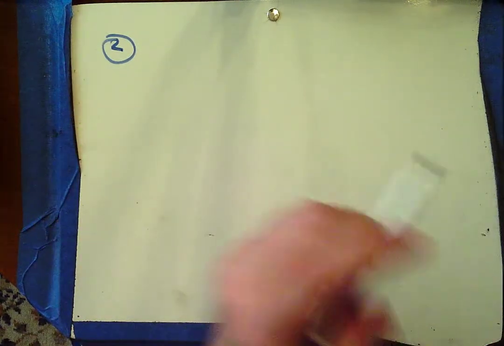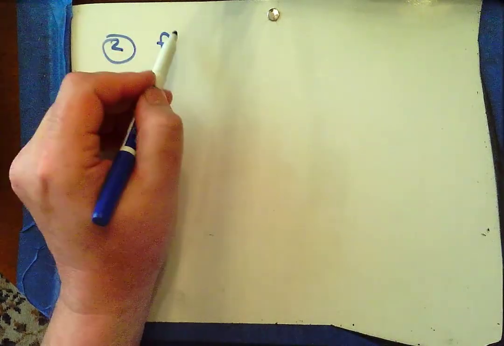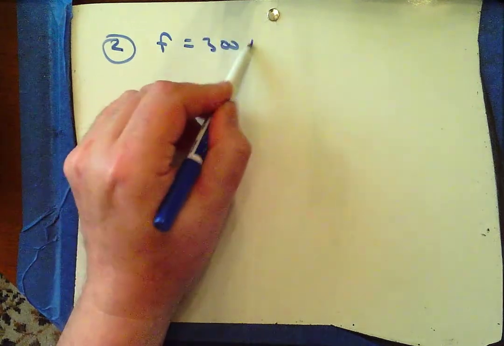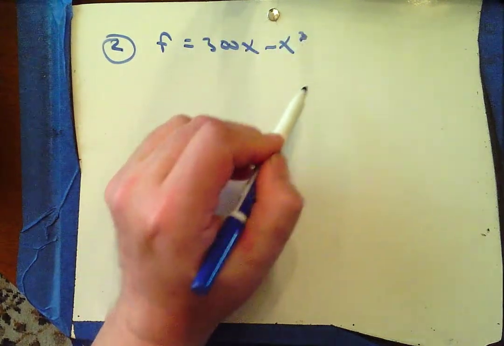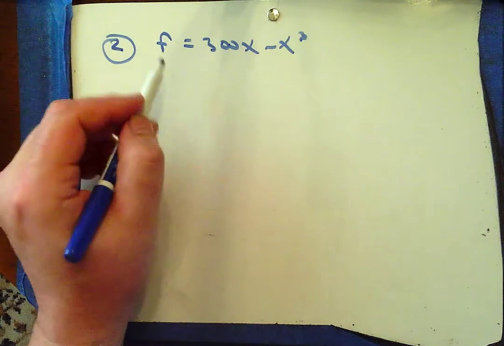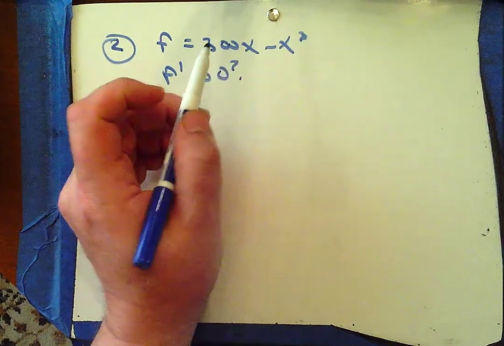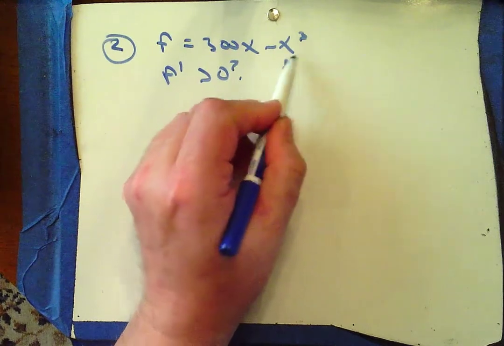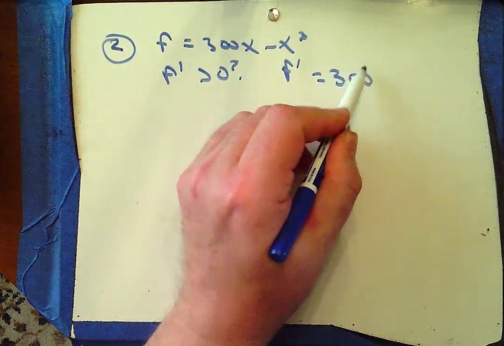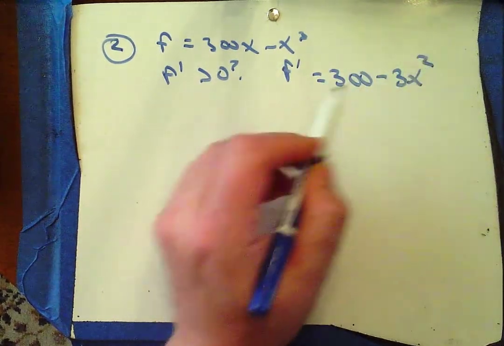Okay, and curiously, the first problem is number 2. Number 2 says, without a calculator, if f is a function, 300x minus x to the third, on which intervals is f increasing? So we want to know when f prime is greater than 0. That's f prime equals 300 minus 3x squared.